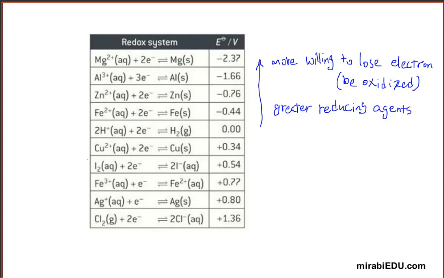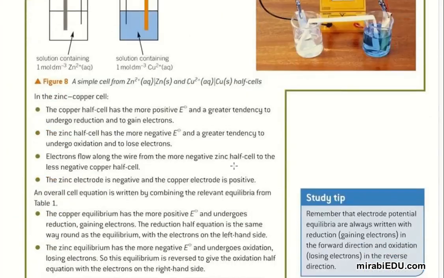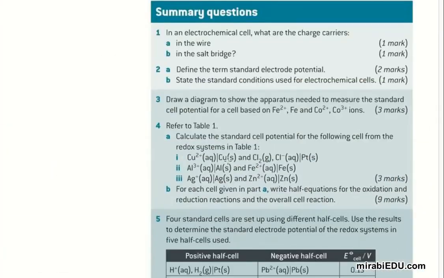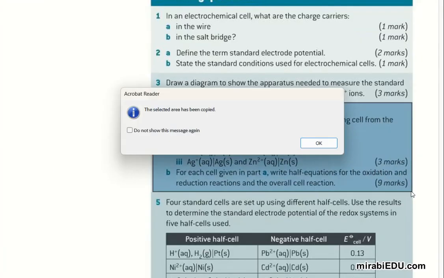Okay, and down this table we go, it is vice versa. So they are greater oxidizing agents, or they are more willing to be reduced. Okay, so now based on this information, let's work on some questions at the end of this section. For example, let's do question number 4, or part of question number 4.